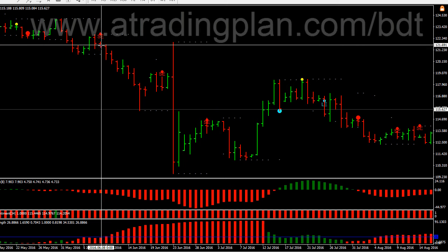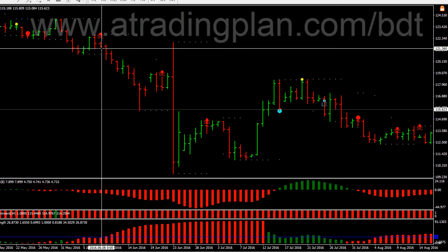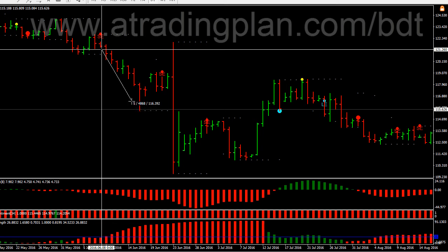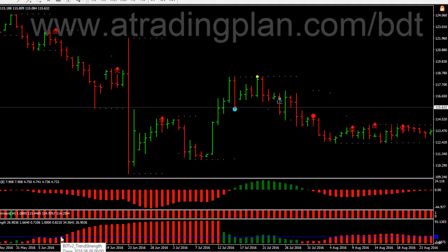The short trade here, you would have got triggered in on this candle. And again, you would not have gotten in on a limit order. You would have shorted here at a stop order. And this fell for 560 pips. Just quickly look down here: trend strength, rising trend strength.